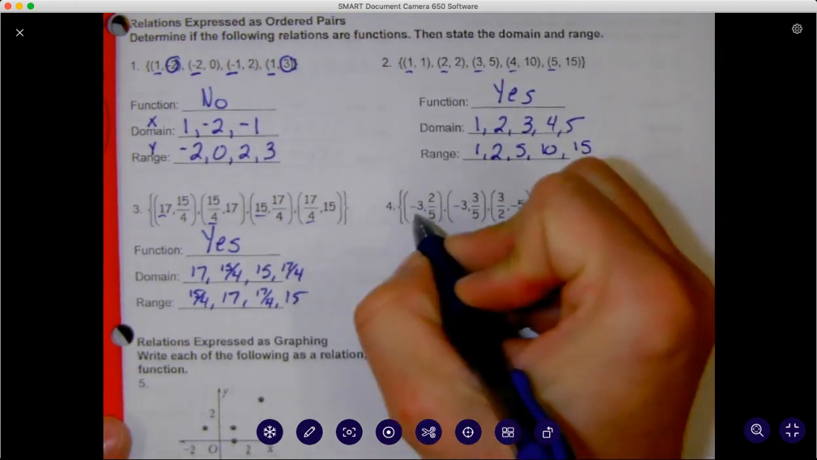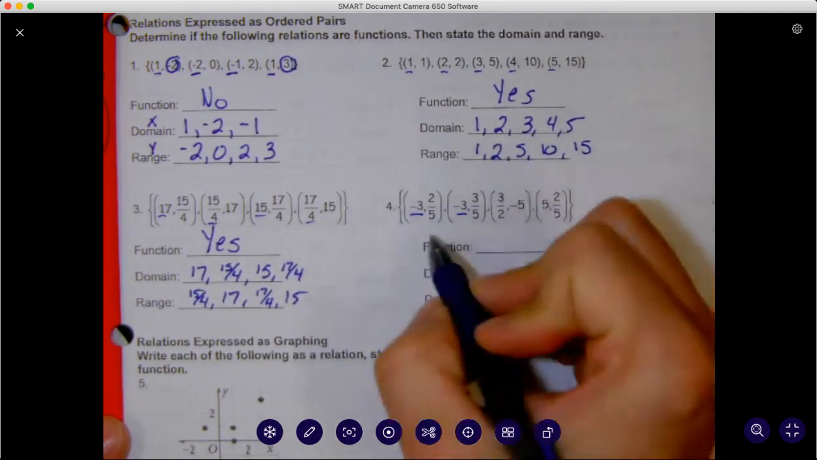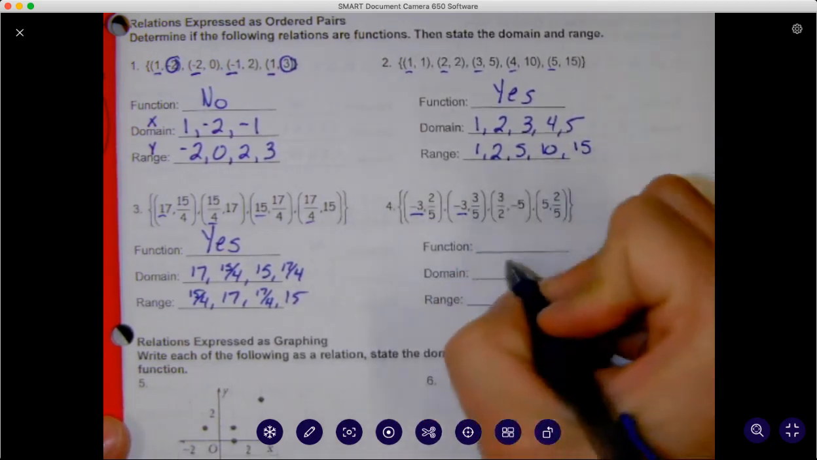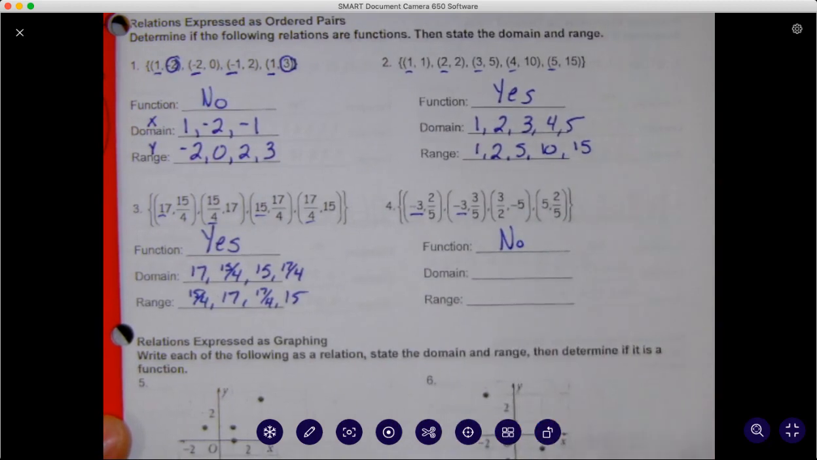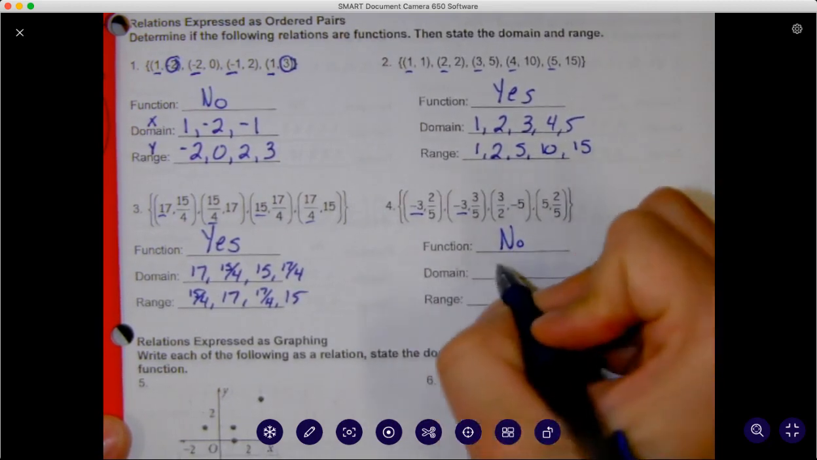We're checking to see if it's a function. So negative 3, negative 3. Okay, so negative 3 likes 2/5 and 3/5, so that's not a function. So is it a function? No.